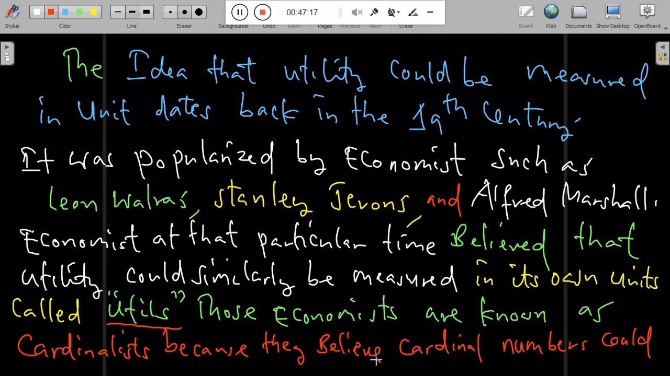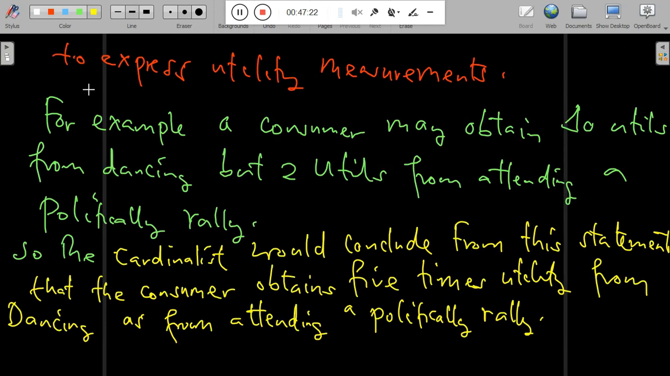So cardinalists stay on their belief that cardinal numbers could express utility measurements. For example, a consumer may obtain 10 utils from dancing, but 2 utils from attending a political rally. So the cardinalists would conclude from this statement that the consumer obtains 5 times the utility from dancing as from attending a political rally.